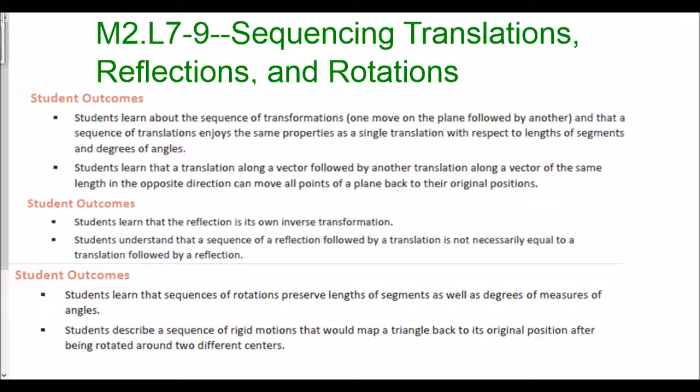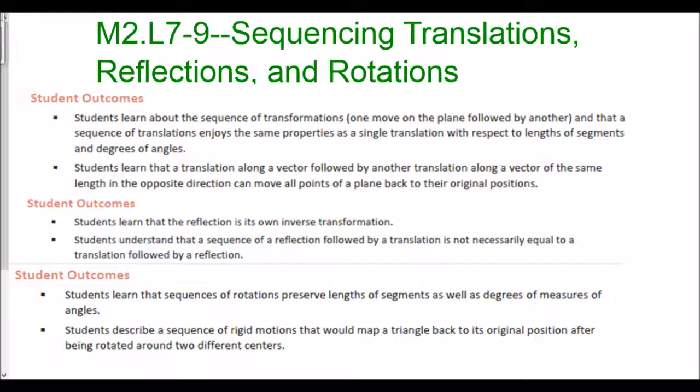In these 3 lessons, we are going to be sequencing translations, reflections, and rotations. They're the 3 basic rigid motions, the 3 transformations that we've really been looking at lately, and now we're going to sequence them. Think about when you've heard the term sequence. You use it a lot in language arts. What it means is we are going to be doing one transformation followed by another transformation.